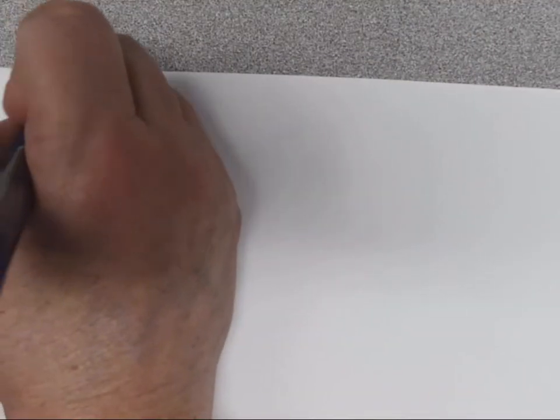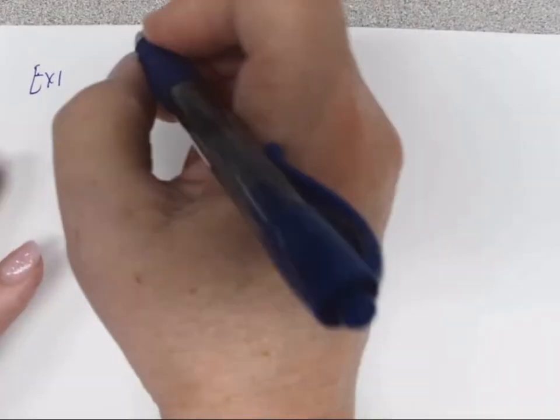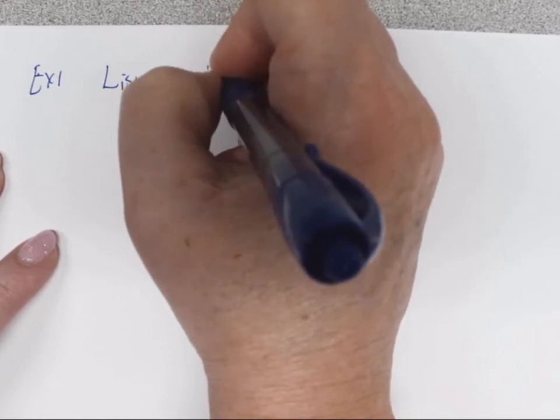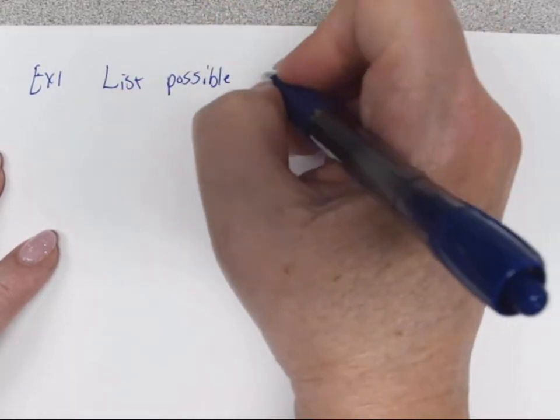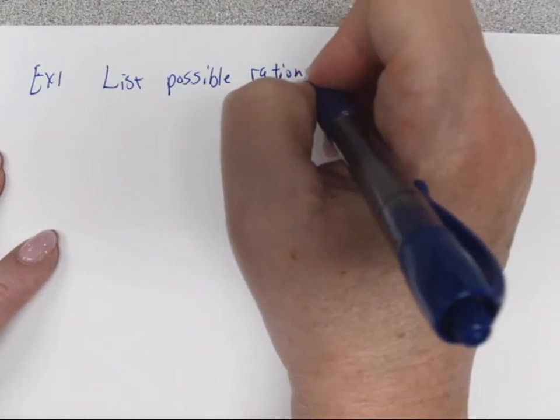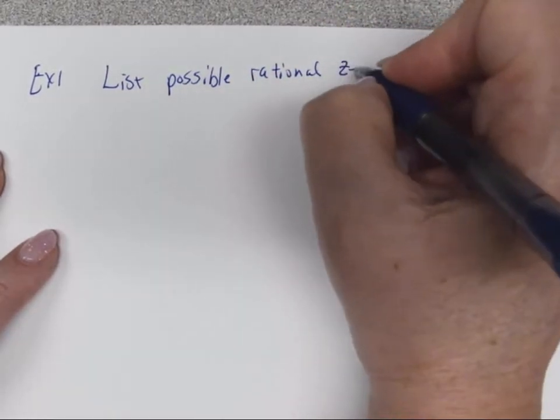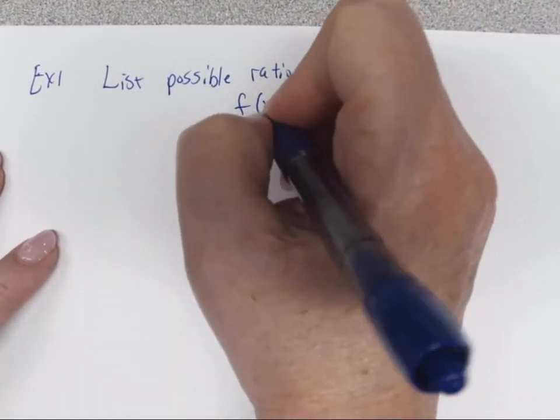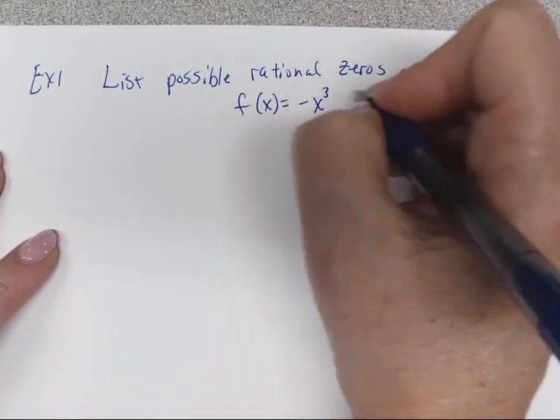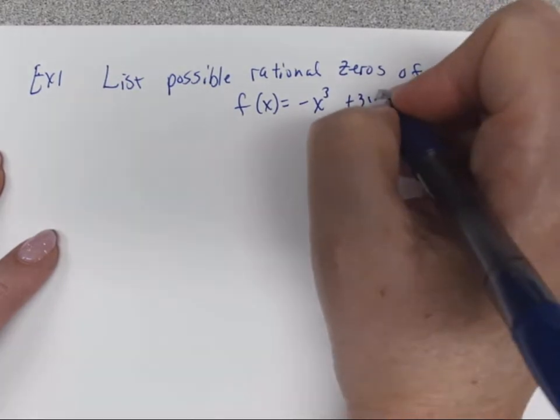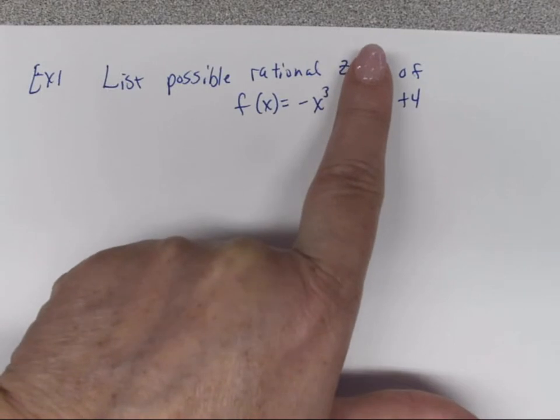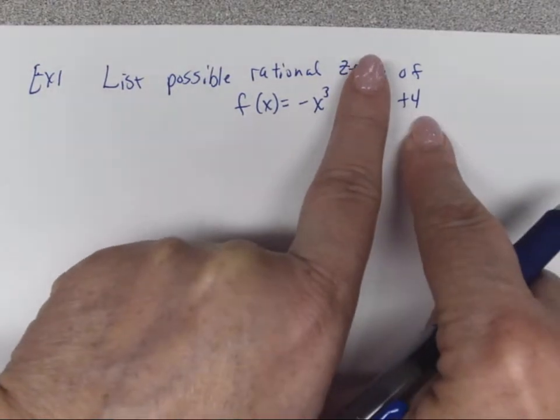So let's go find some possible rational zeros. So example 1. We want to list the possible rational zeros. So we're not going to find all of them. We're just going to find the possibilities of them. And we'll do it for the function f of x equals negative x cubed plus 3x squared plus 4. So we don't care what's in the middle. We care about the leading coefficient, and we care about the constant term.